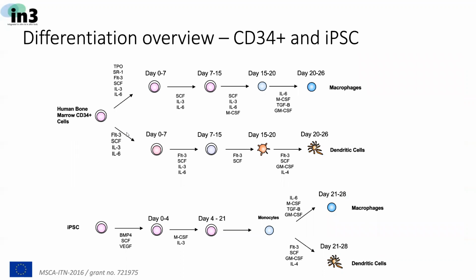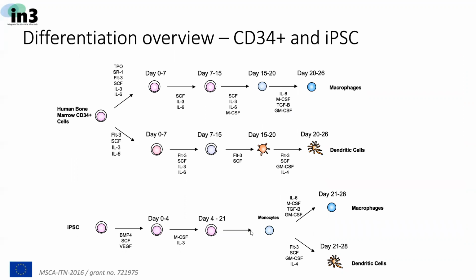So here you can see an overview of the differentiation of the CD34 and iPSC cells. The CD34 positive cells were first expanded in ultra-low adherent cell plates and then further differentiated to macrophages using IL-6, MCSF, TGF-beta, and GM-CSF, and to dendritic cells using FLT3, SCF, GM-CSF, and IL-4.